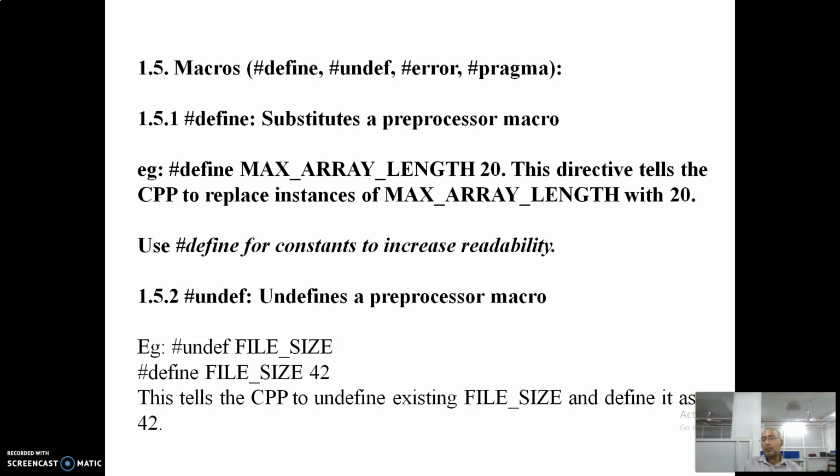#undef undefines a preprocessor macro. #undef FILE_SIZE, #define FILE_SIZE 42. This tells the CPP to undefine the existing FILE_SIZE and define it as 42. Okay.